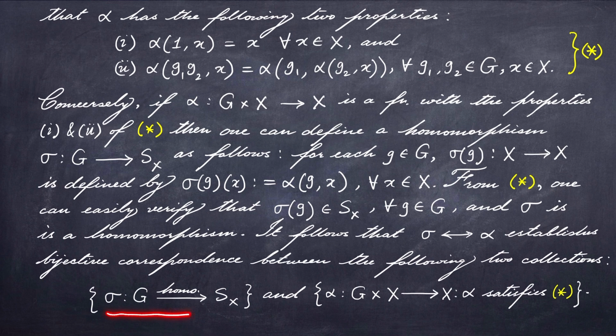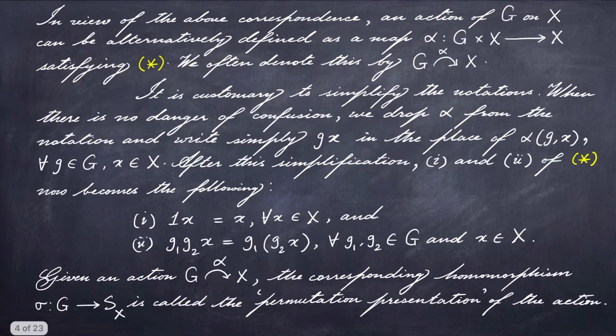So on the left, we have the collection of all homomorphisms from G to Sx, and on the right we have the collection of all functions from G cross X to X with these two properties. So on one hand I have the collection of sigmas, and on the other hand the collection of alphas, and we have just discussed that we can establish a bijective correspondence between these two collections. So in view of this correspondence, we can alternatively define an action as a map from G cross X to X satisfying these two properties.